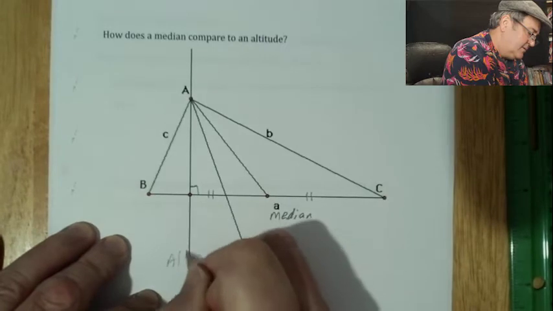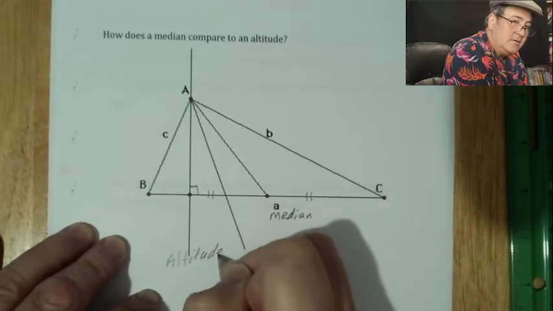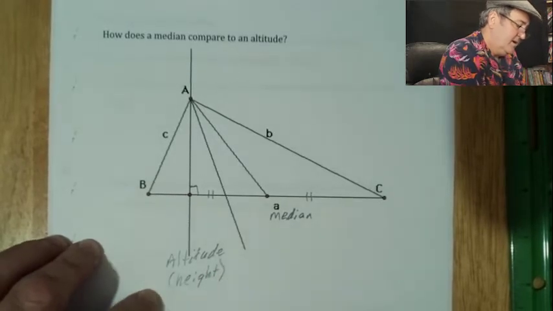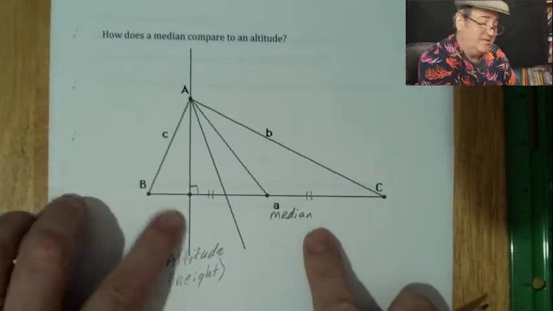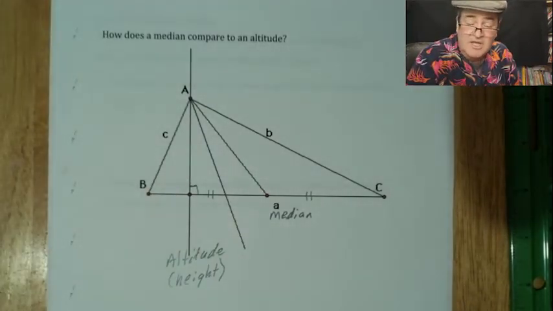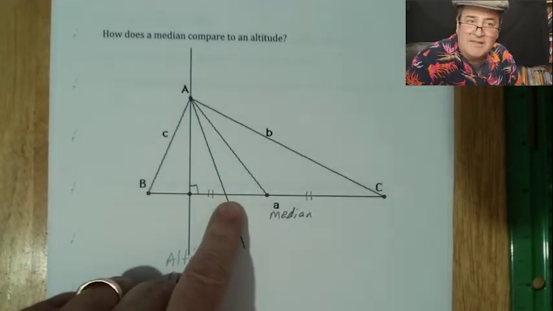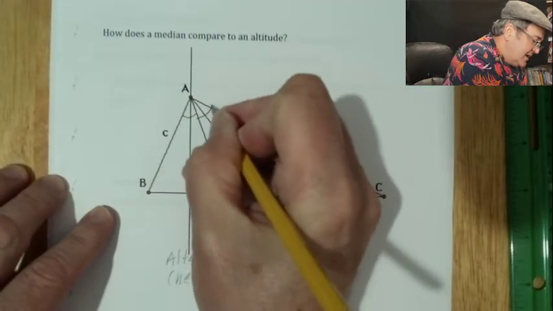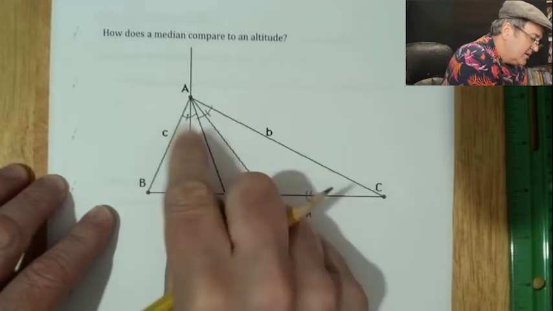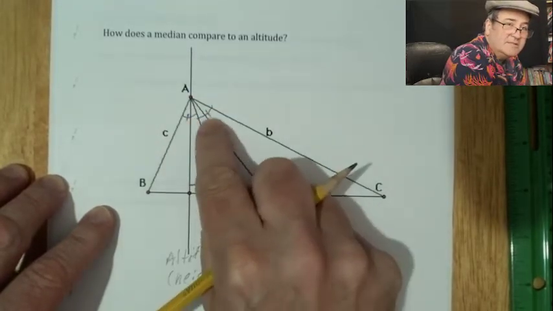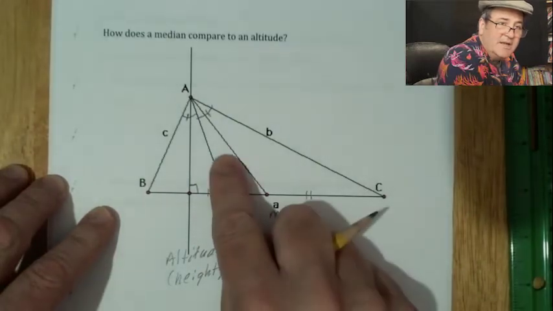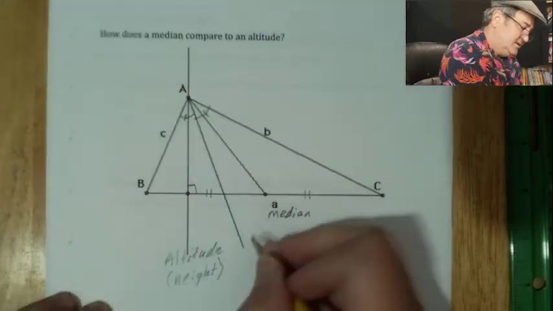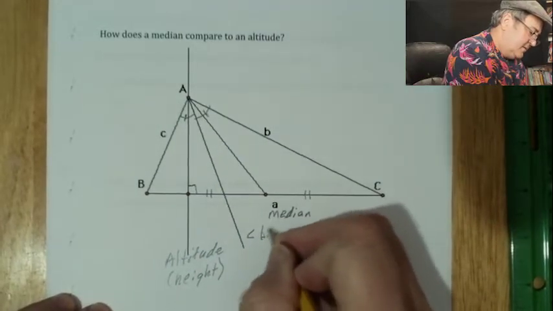This would be an altitude, right? Or what we call the height of the triangle. That's an altitude. This is a median. Those are very different in most triangles. There's also this third line that we make sometimes. This is actually an angle bisector. We looked at angle bisectors earlier, where the angle from there to there is the same as the angle from there to there. So this line divides this big angle perfectly in half. So this is an angle bisector.